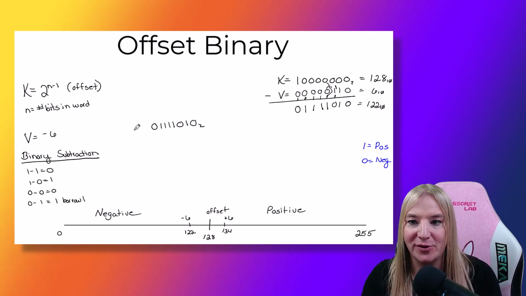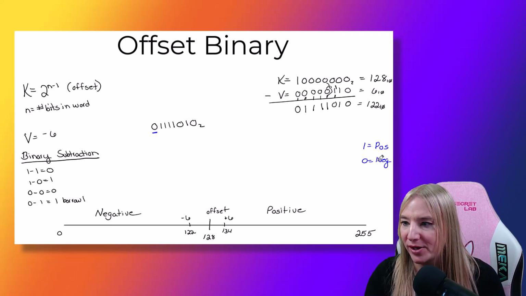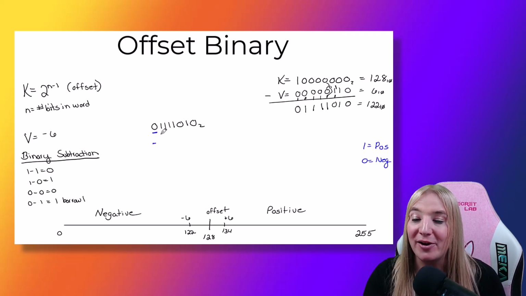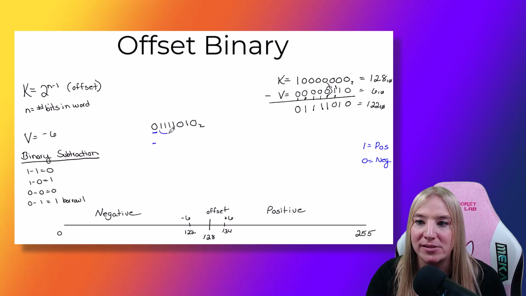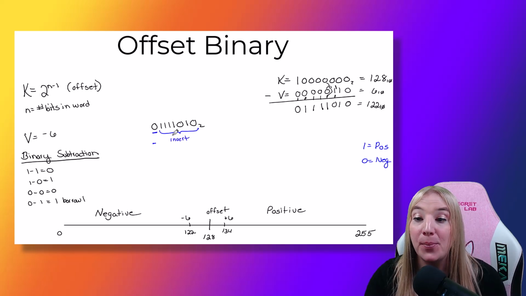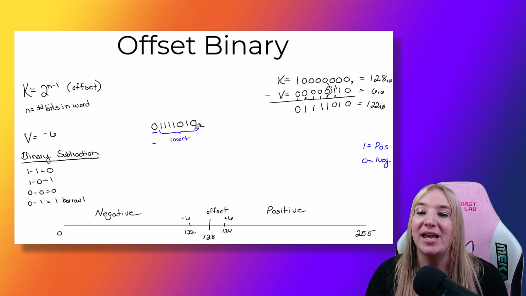Well, as we said before, this is our sign bit, right? So this 0, going back to our rules, tells me this is a negative number. So I'm going to put my little sign bit right there. Now, in offset binary, if it's a negative number, we're going to take the remaining bits and complement or invert them. If it's a positive number, we just treat them as is. Only if it's a negative number, we invert the remaining bits in the word.